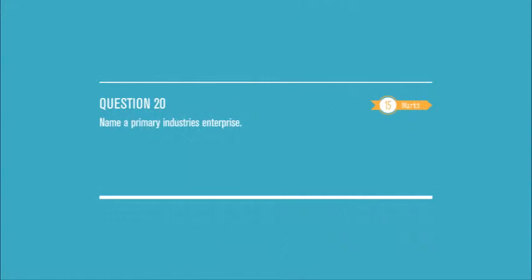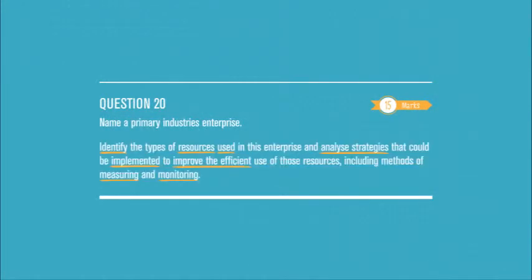In the extended response for section 3, we generally have a statement that you need to go through and answer. So from last year's exam, question 20 was: name a primary industries enterprise, identify the types of resources used in this enterprise, and analyse strategies that could be implemented to improve the efficiency of the resources, including methods of measuring and monitoring. So this question particularly relates back to the sustainability competency that you study as a mandatory topic.